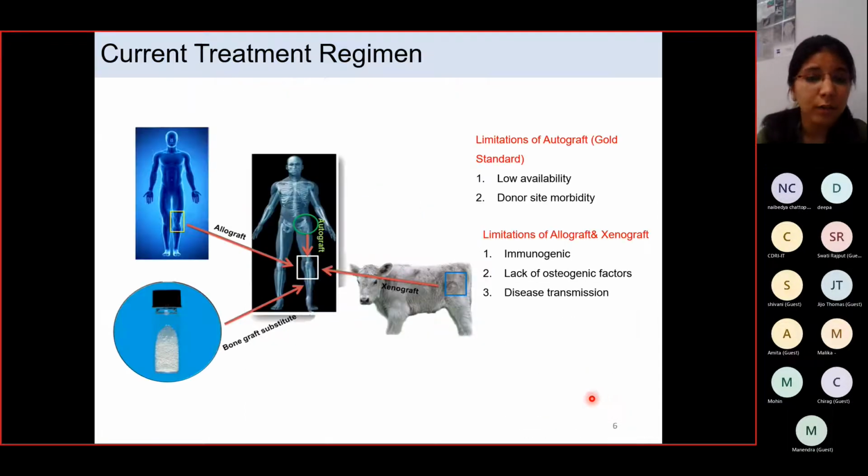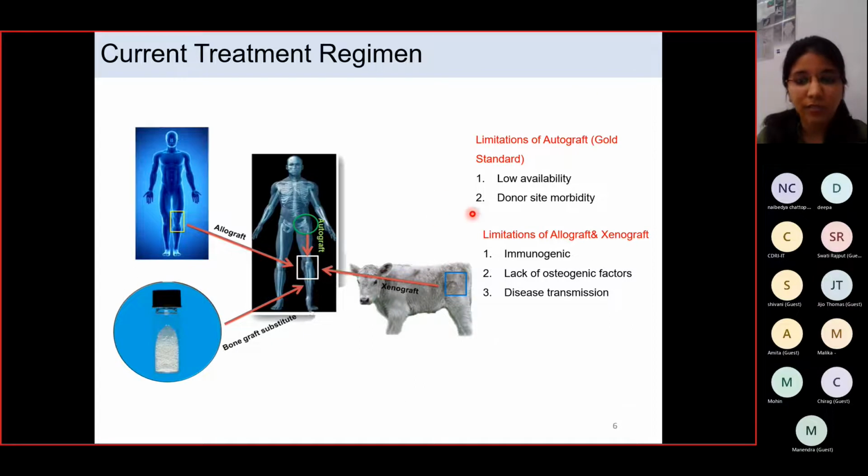So the current treatment regimen that is generally being applied since the past 100 years is basically dependent upon the gold standard, which is using the autograft. That is, you take the bone from the donor himself, basically the pelvic bone, and then you implant it. Then the other treatment regimens include the allograft as well as the xenograft. And recently the bone graft substitutes like demineralized bone have also been used, but all of these have certain limitations.